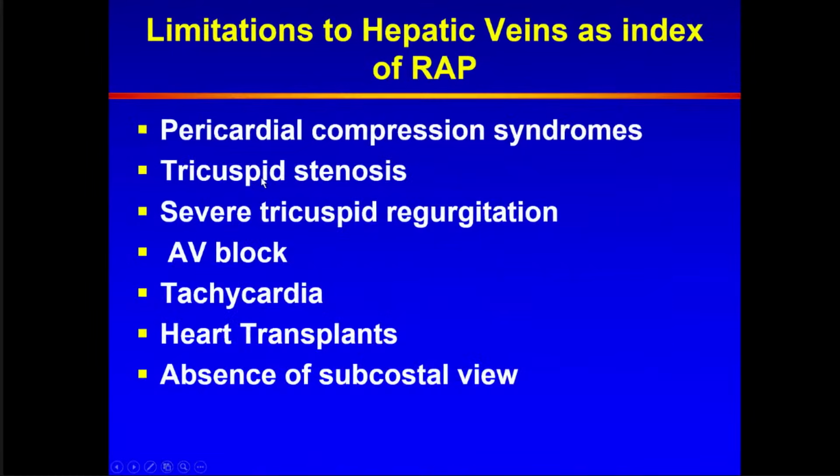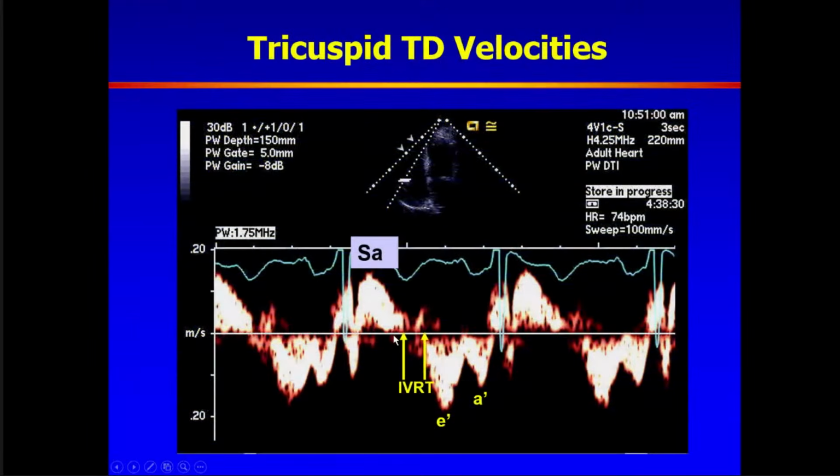The limitations for relying on hepatic veins are in pericardial compression syndromes, tricuspid valve disease, stenosis, and severe tricuspid regurg. Luckily, tricuspid stenosis is really rare, but nowadays we see more patients with clips, potentially prosthetic valves, that is a challenge to relying on hepatic veins. Other limitations are the presence of arrhythmias, AV block, tachycardia, heart transplant recipients, and again, absence of subcostal windows.